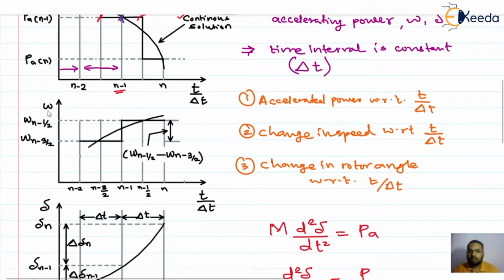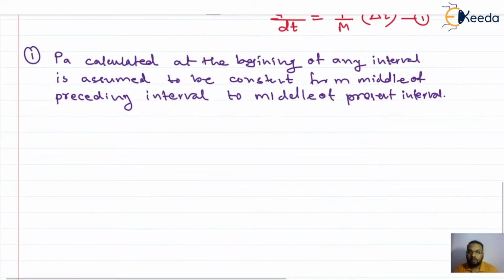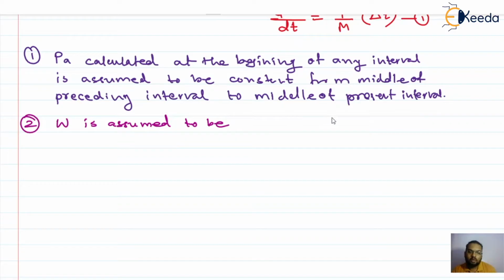Now the second graph is related to the change in speed with respect to time. Here the change in speed is assumed to be constant for the given interval. You can see in this graph that for the n minus 1th interval, the velocity or change in speed is assumed to be constant. So from the second graph we can conclude that the angular velocity is assumed to be constant throughout any interval.